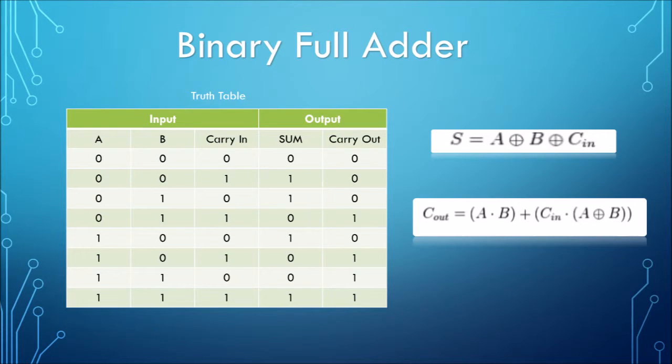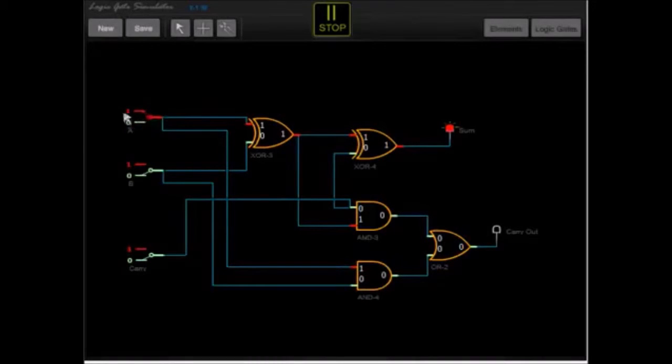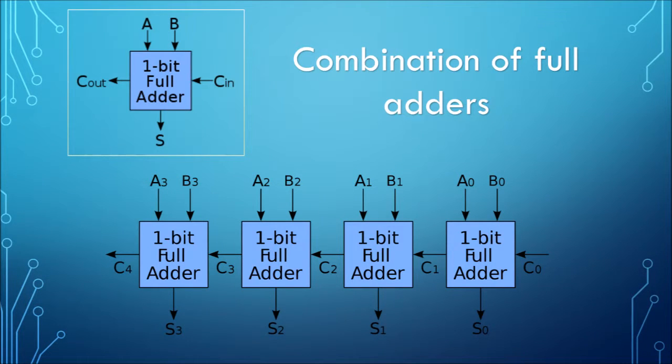So this is the truth table and the logical expression for the two outputs. This diagram shows the various inputs for varying outputs for a full adder, such as when the two inputs are 1 and carry in equal to 0, then the sum bit is 0 and carry out is 1. So multiple full adders can be attached to make an n-bit full adder.